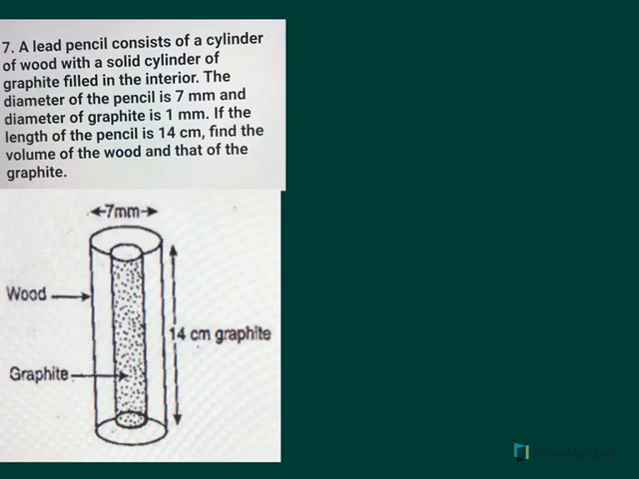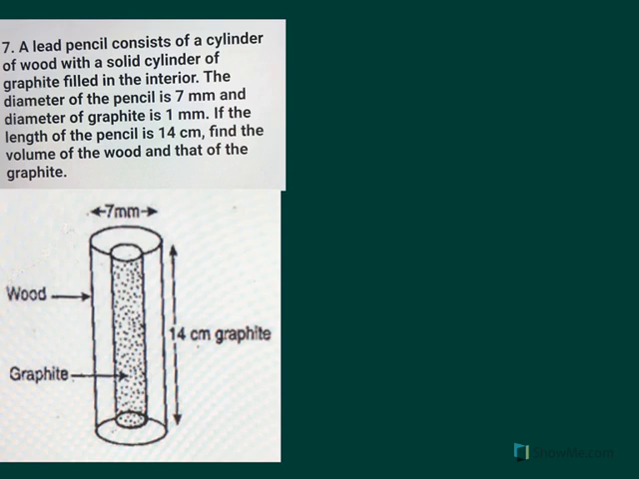A lead pencil consists of a cylinder of wood with a solid cylinder of graphite filled in the interior. The diameter of the pencil is 7 mm and the diameter of the graphite is 1 mm. If the length of the pencil is 14 cm, find the volume of the wood and that of the graphite.